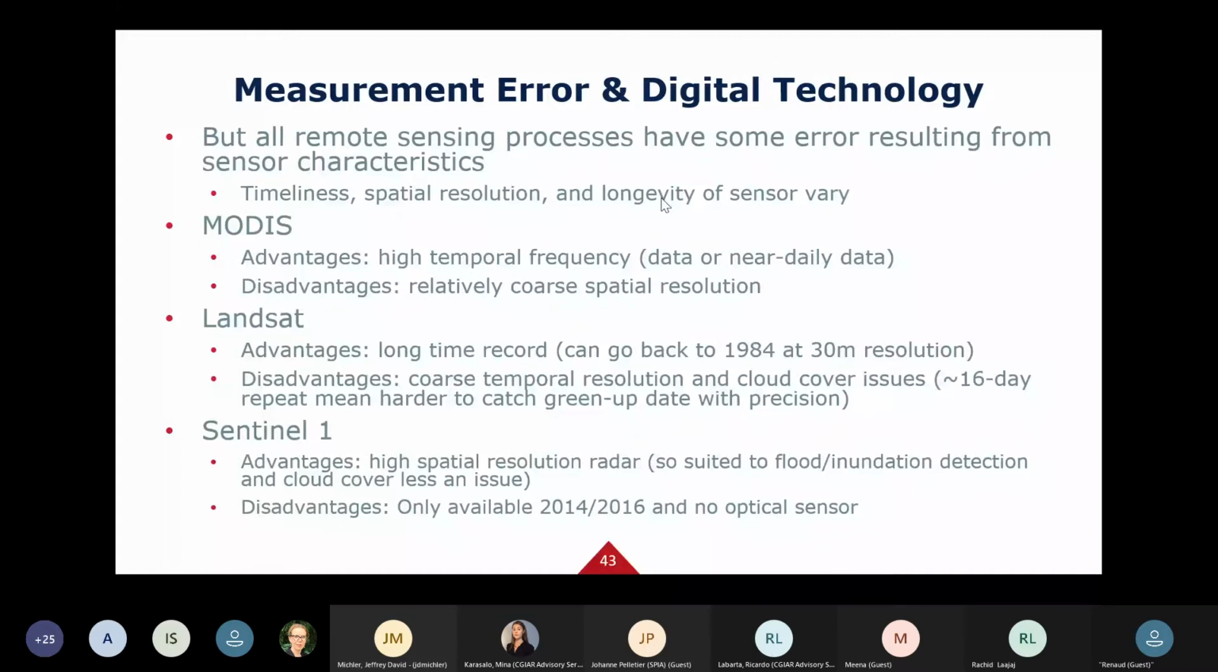MODIS has high temporal frequency, but it's only at 500 meters. Landsat has a long time record and high spatial resolution, but it only returns every 16 days, which in a rice growing season during the monsoon may mean that most of your observations are covered in cloud and you can't see what's going on. Sentinel has high spatial resolution, and the radar version can get through the cloud cover, but it's only been up there for half a decade. So, at least in the STRV case, we can't go back to a pre-STRV time period with Sentinel.